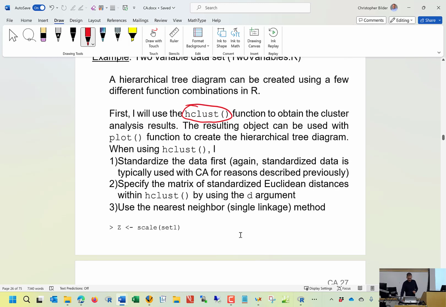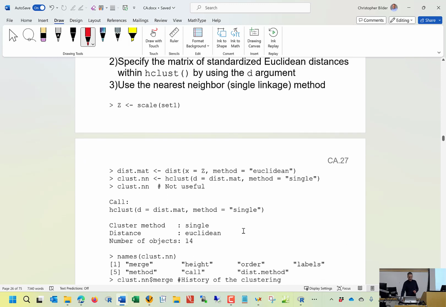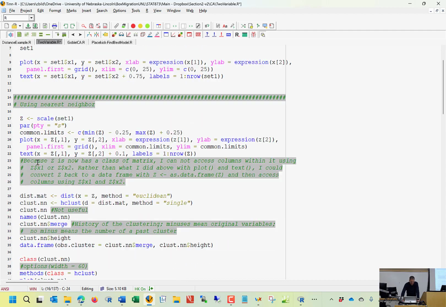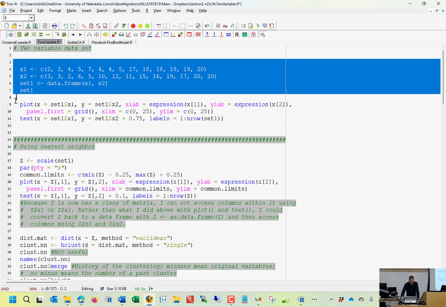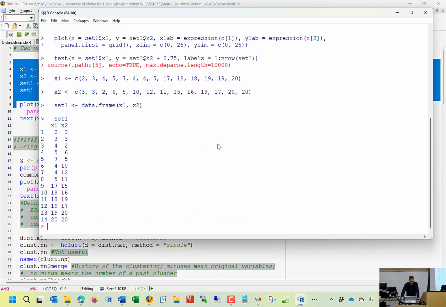So let's take a look at how this works when we actually use the nearest neighbor method. Remember, there's another name for it called single linkage. That's going to pop up here. So let me actually just jump on over here to R. So here's my data. And for some reason, I didn't actually display it, I don't think, in the notes. So we have simply 14 observations. The variables are called x1 and x2.